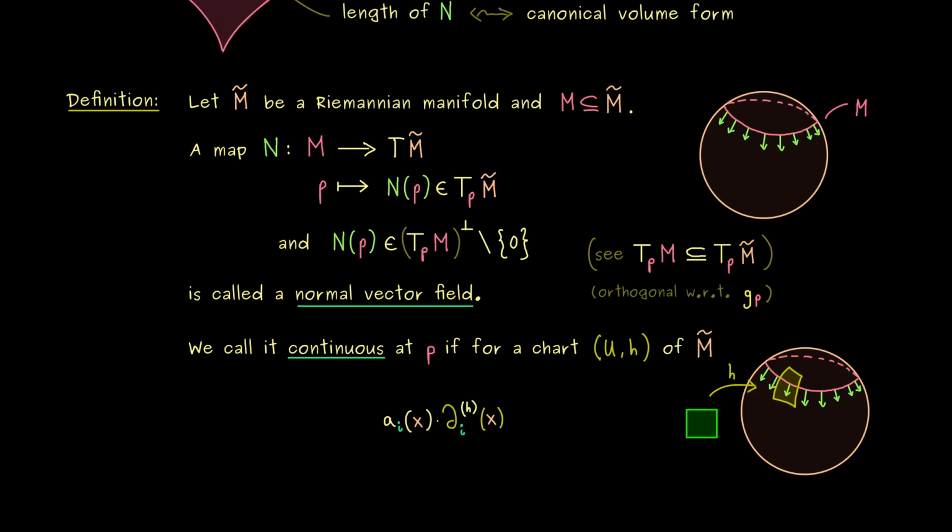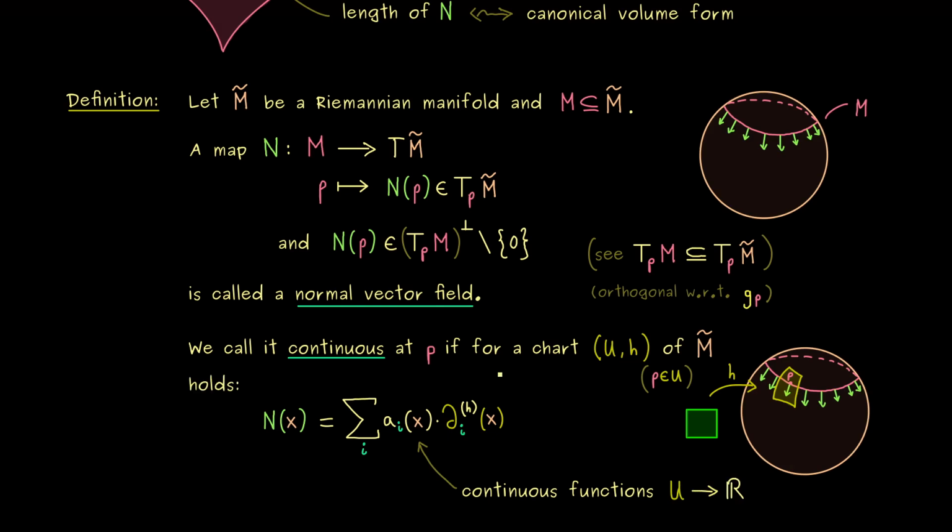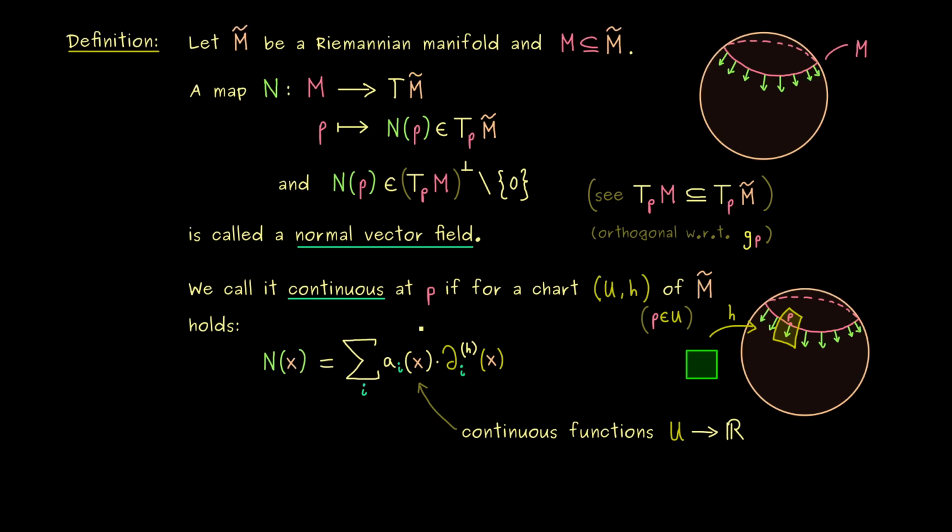So we can simply take coefficients a_i and form a linear combination. And that's it. This is how we can write n of x as well. And of course p should be in the chart, which means now we can wobble around this p a little bit. And then the normal vector will not change a lot if these coefficients a_i are continuous functions. So indeed, continuous functions from U to R. And then you might know, the common extension of this definition is to say that n is continuous if it's continuous at every point p.